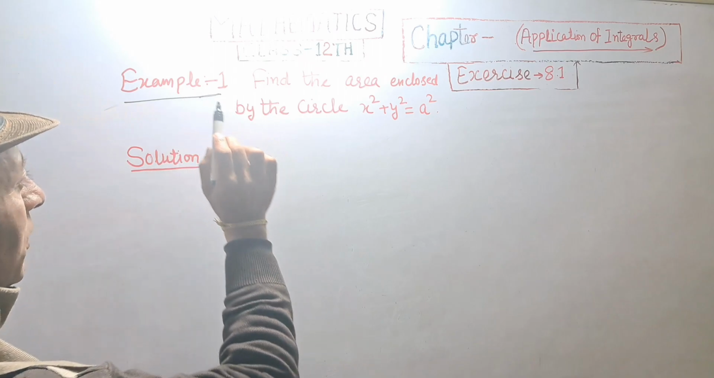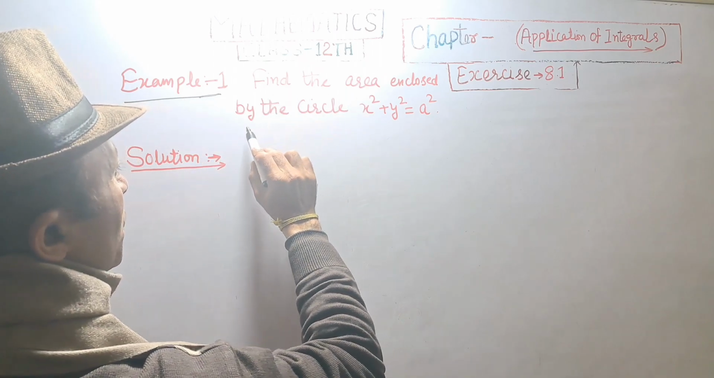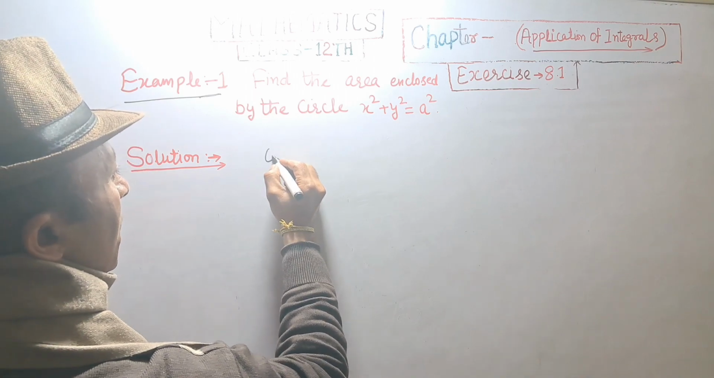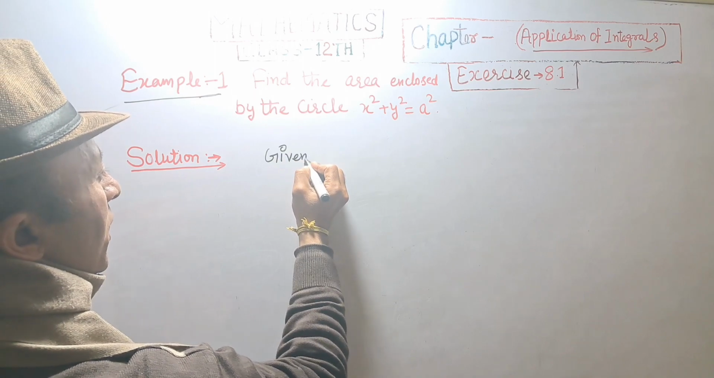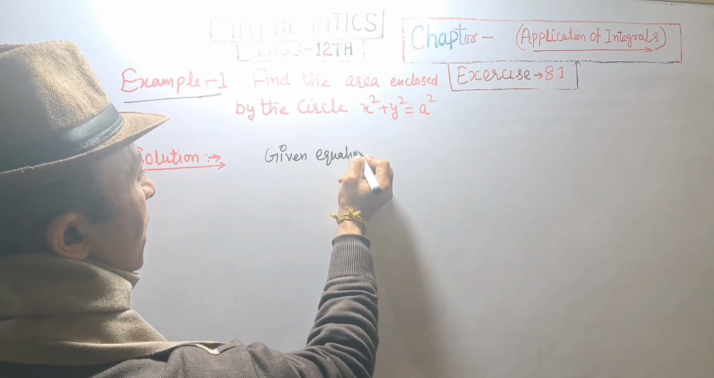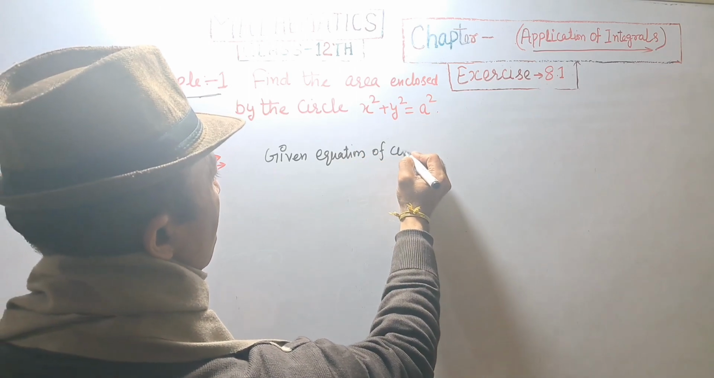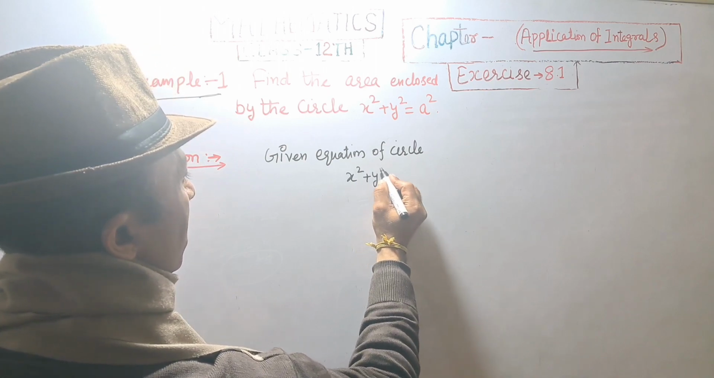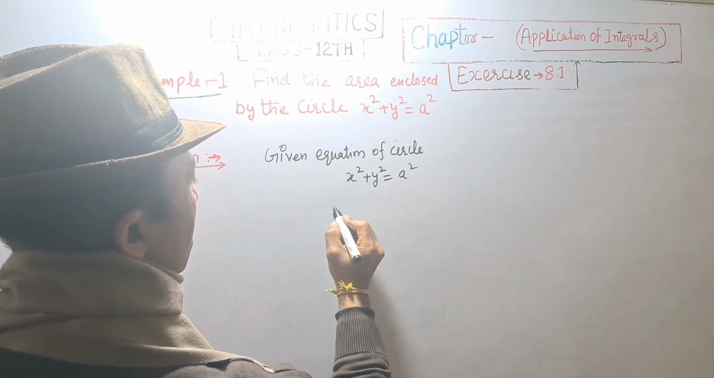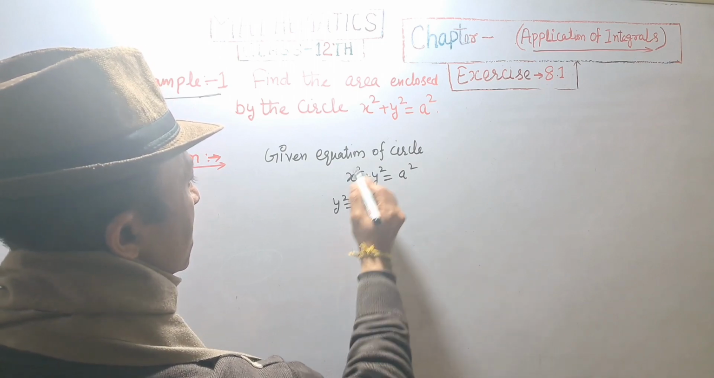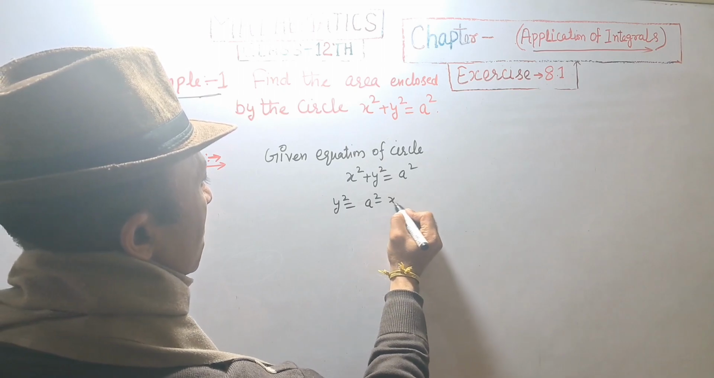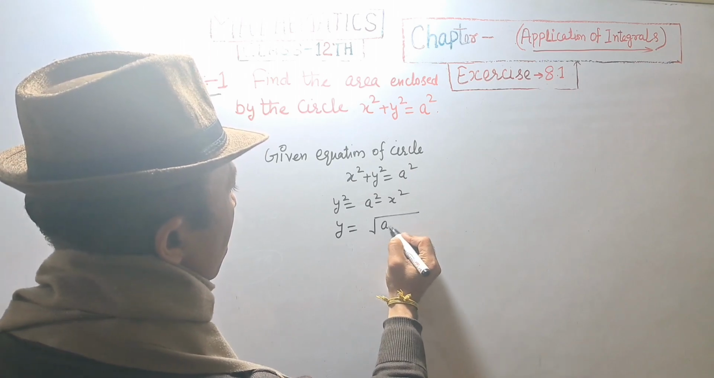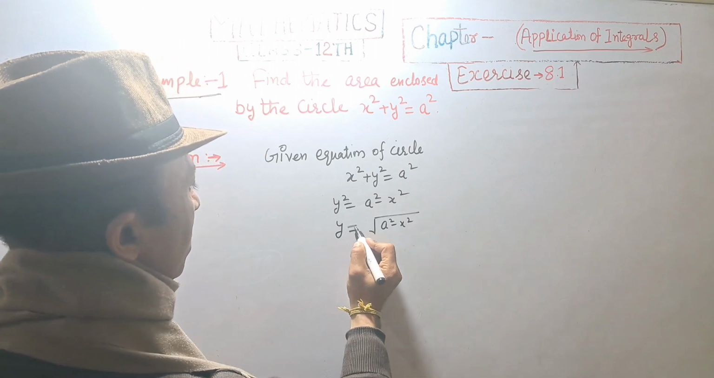Exercise 8.1 example 1. Find the area enclosed by the circle x square plus y square equal to a square. Given equation of circle is x square plus y square is equal to a square. So y square is equal to a square minus x square, and y is equal to under root of a square minus x square.